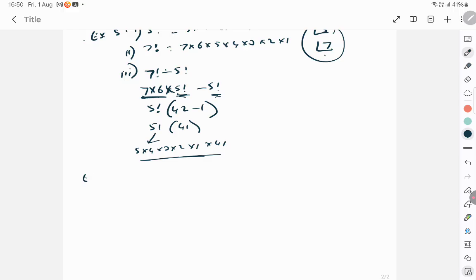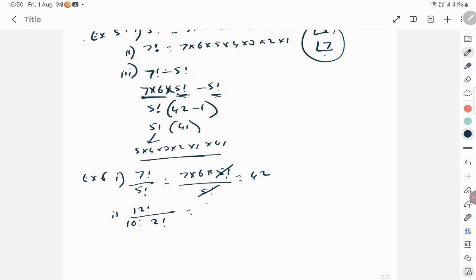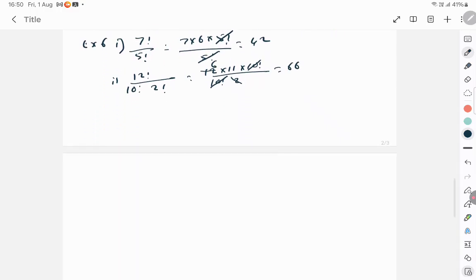So let's go to example 6. The sum is compute 7 factorial by 5 factorial. It's 7 into 6 into 5 factorial by 5 factorial. Just cancel, the answer is 42. Let's go to the next question, which is 12 factorial by 10 factorial into 2 factorial, which is 12 into 11 into 10 factorial by 10 factorial, and 2 factorial is 2 into 1. 1 can always be ignored. This is 6, and so 66 is the answer for this.